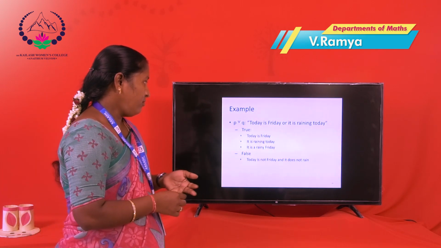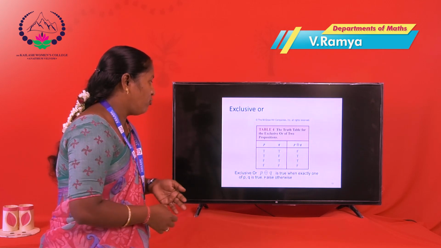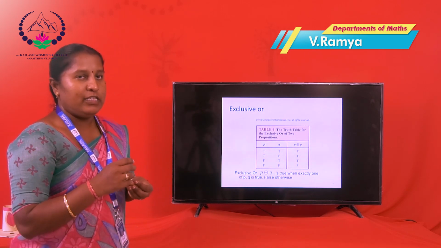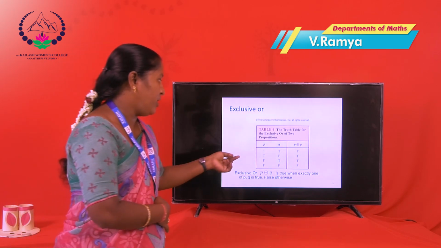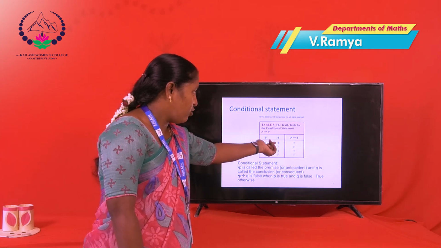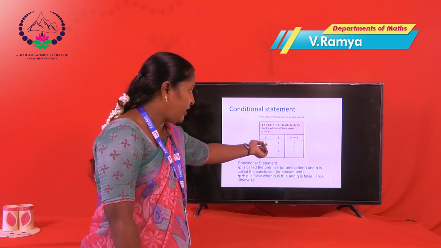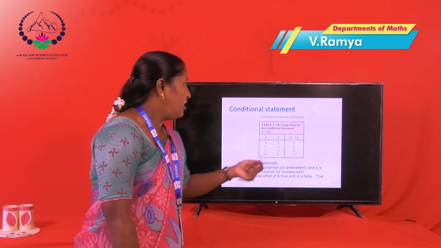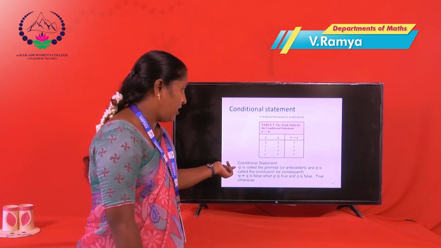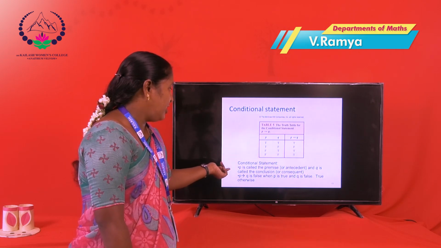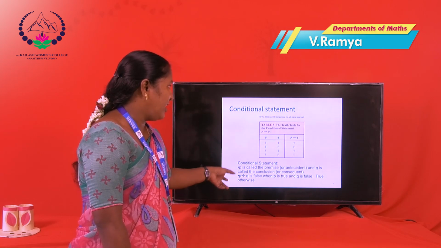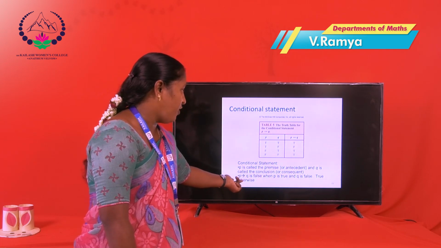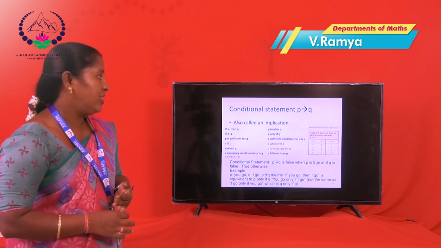The next one is exclusive or. Exclusive or means whenever the truth values of P and Q are the same, then the result is the false value. For example, if P has the truth value T and Q has the truth value T, then we write the conditional statement P conditional Q is true. In a conditional statement, P is called the premise or antecedent and Q is called the conclusion. P conditional Q is false when P is true and Q is false, and true otherwise.